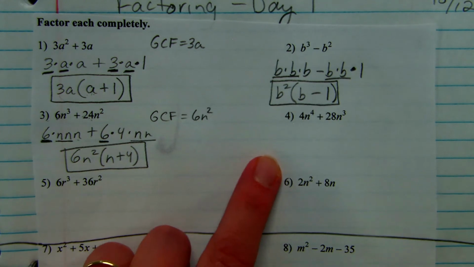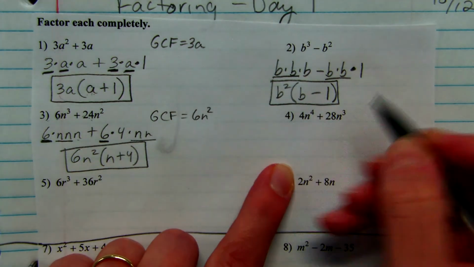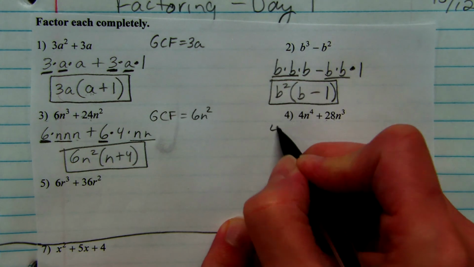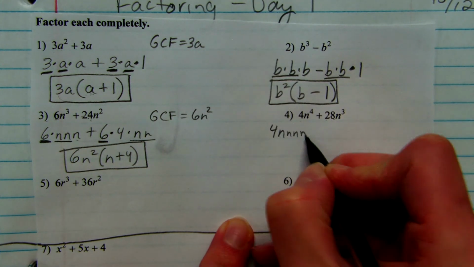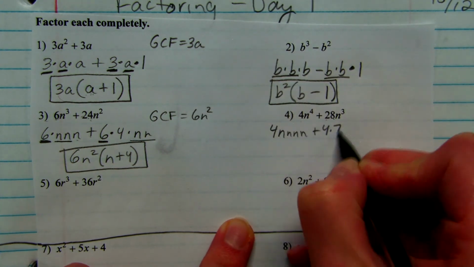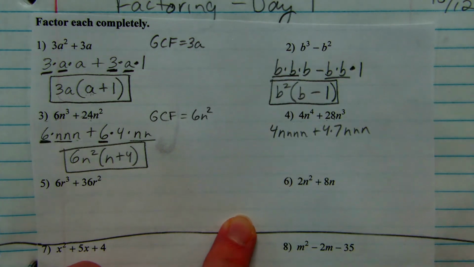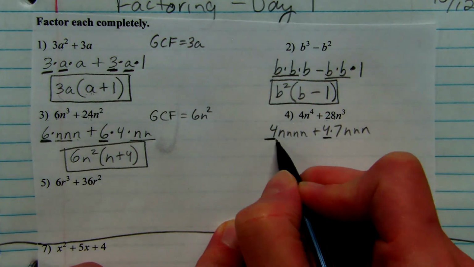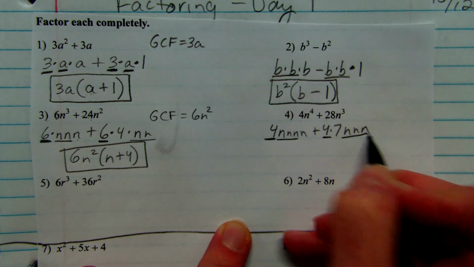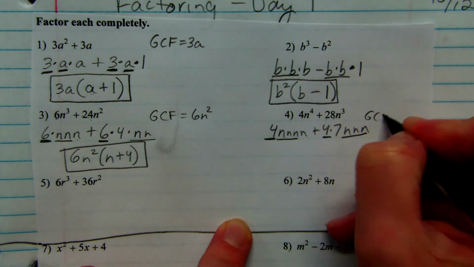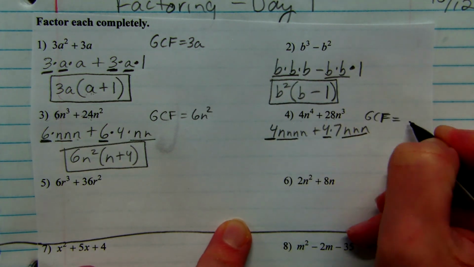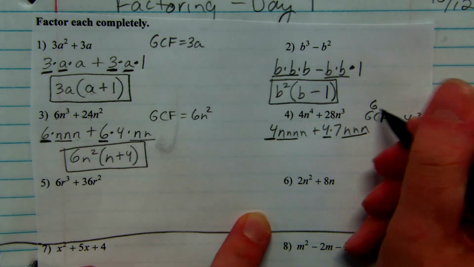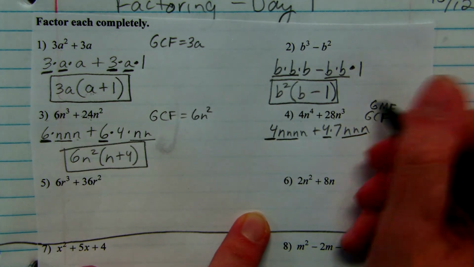Okay. Moving along to number 4, we have 4 and 28. 4 does go into 28, so I'm going to go 4 n plus 4 times 7 n for n cubed. I'm going to take a 4 out of both terms, and I'm going to take n cubed out of both terms, and so my greatest common factor is 4n cubed. And sometimes they'll call it greatest monomial factor, same thing.